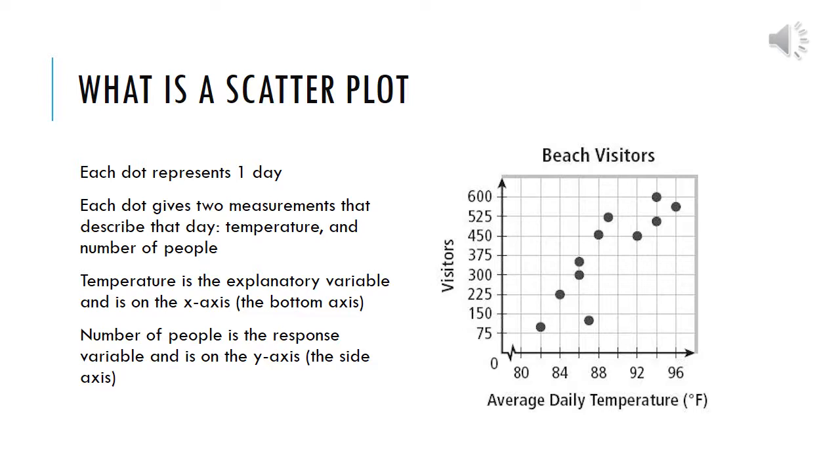Temperature is the explanatory variable because the change in temperature explains the change in the number of people visiting the beach, the response variable. The explanatory variable is always plotted on the x-axis of the graph. That's the bottom of the graph. And the response variable is always plotted on the y-axis, which is the side of the graph. The graph shows that more people visit the beach when the temperature is warmer. Check this by comparing the number of people that visit the beach when the temperature is 84 degrees compared to the number of people that visit the beach when it's 96 degrees.